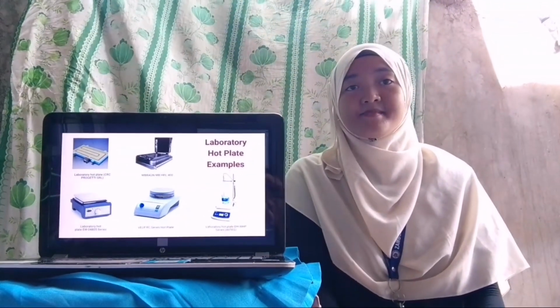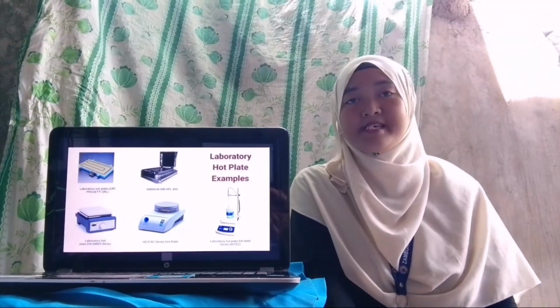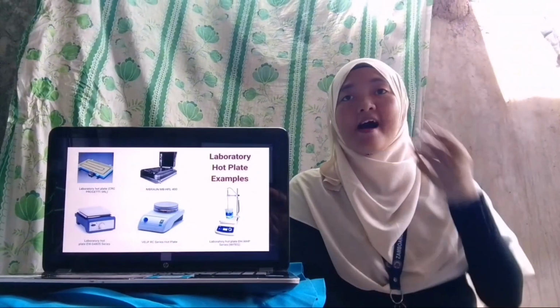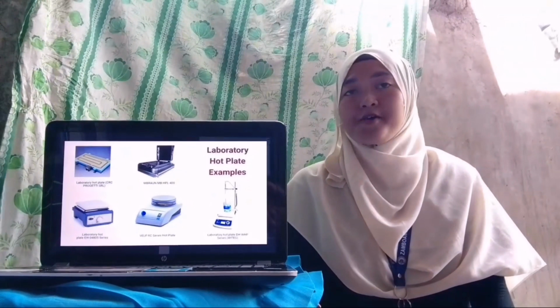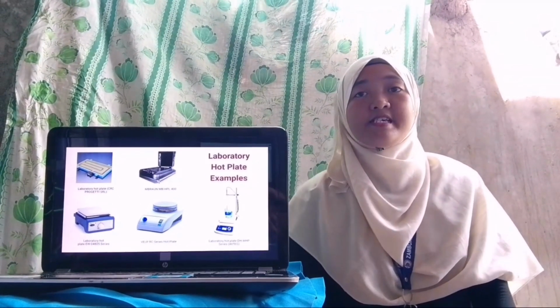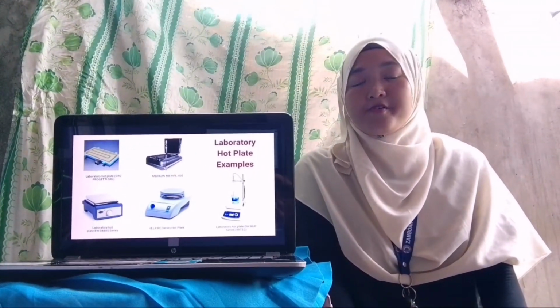And next is ensuring homogeneous mixing of samples. Hot plates are used to ensure a homogeneous mixing of samples prior to analysis. This is important in ensuring the accuracy and reliability of laboratory results.